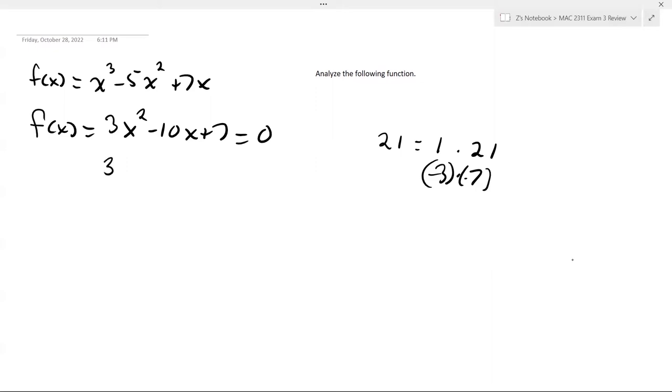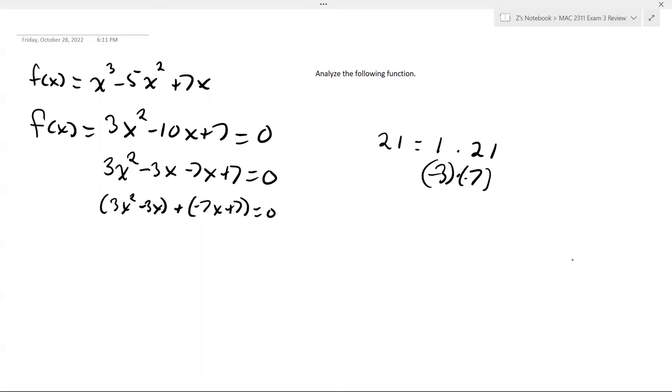This is called factoring by grouping. 3x squared minus 3x minus 7x plus 7. I'm going to keep writing this equation here as I factor this on the left. I'm going to group these: 3x squared minus 3x plus -7x plus 7 equals 0. I'm going to factor out the greatest common factor, 3x, leaving me with x minus 1. Here I'm going to factor out a -7, so it's going to be -7 times x minus 1 equals 0.